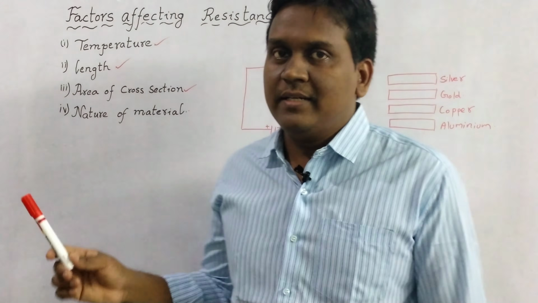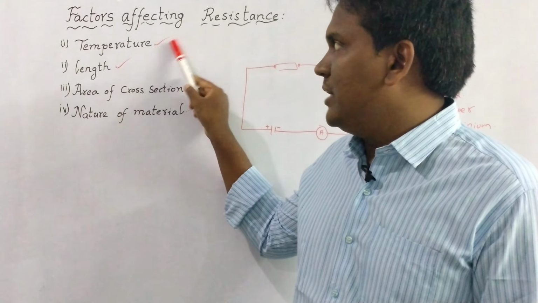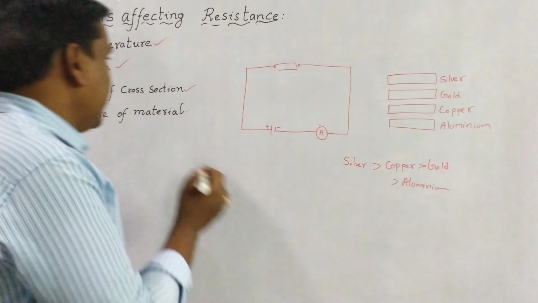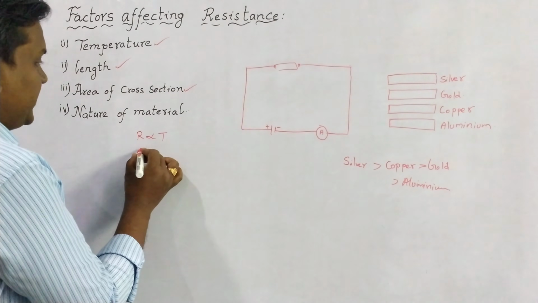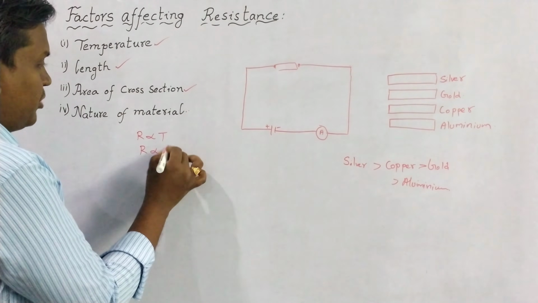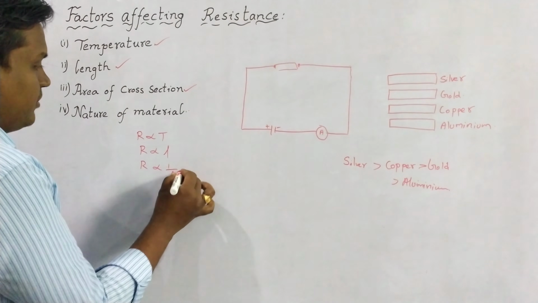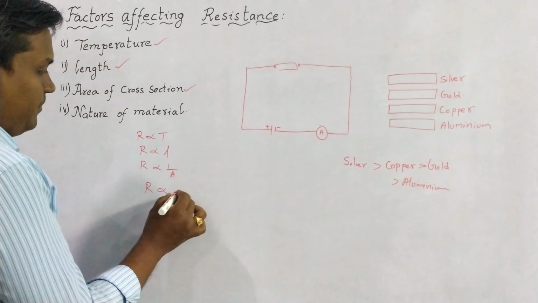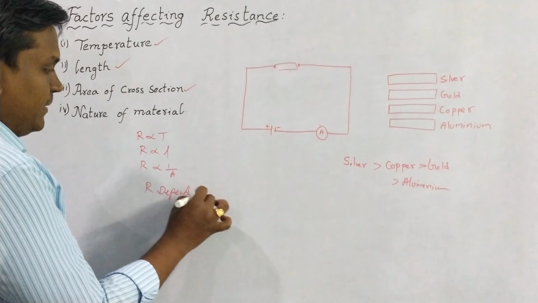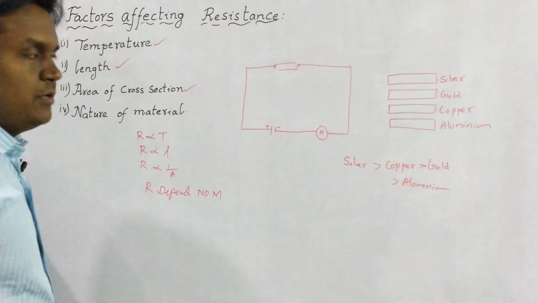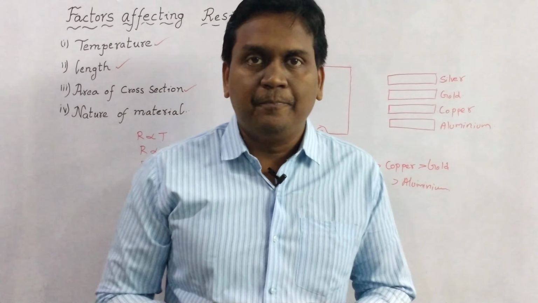So these are the factors which affect the resistance. Temperature is directly proportional to the resistance, and resistance is again directly proportional to the length of the conductor, and resistance is inversely proportional to area of cross section, and resistance depends on the nature of the material. So these are the 4 factors which affect the resistance. Thank you.